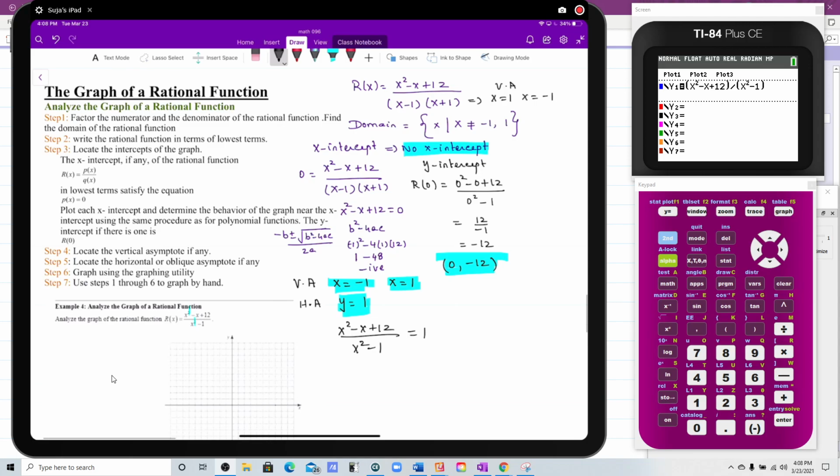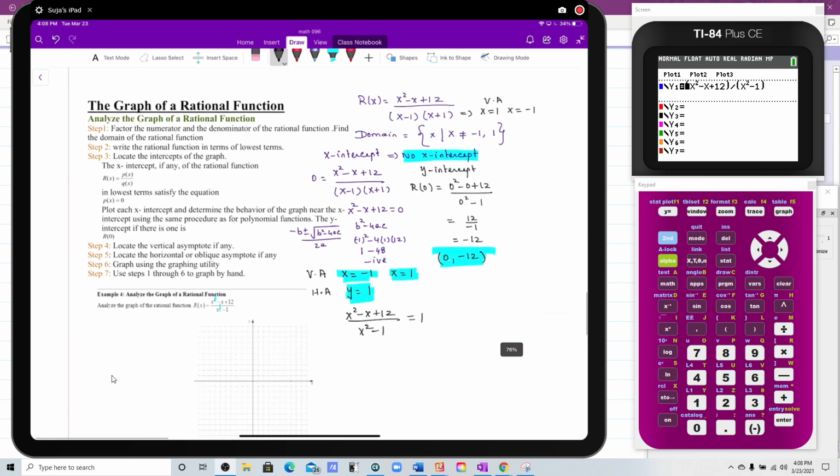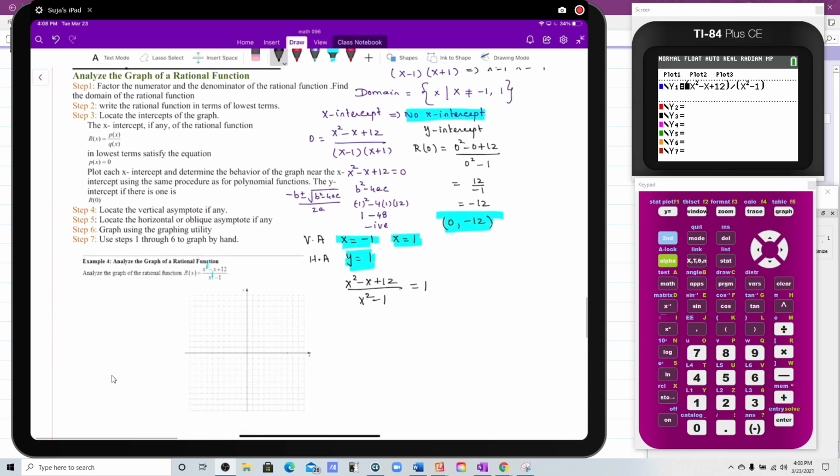I'm setting that equal to 1, which is my horizontal asymptote, and I would cross multiply. So from here, times x squared minus 1. So x squared minus x plus 12 would be equal to x squared minus 1. When simplified, the x squared gets cancelled. So this would be negative x equals negative 13, or I can say x is equal to 13.